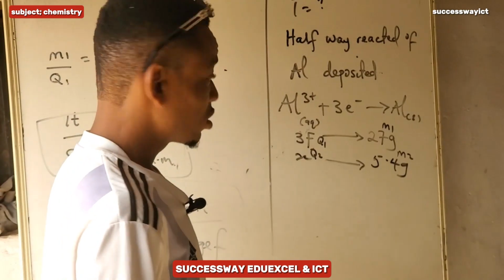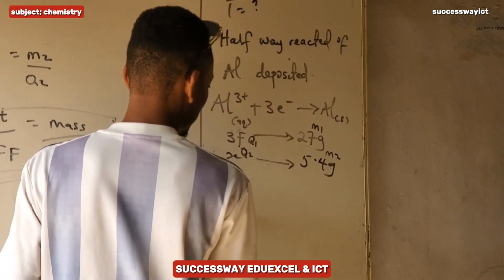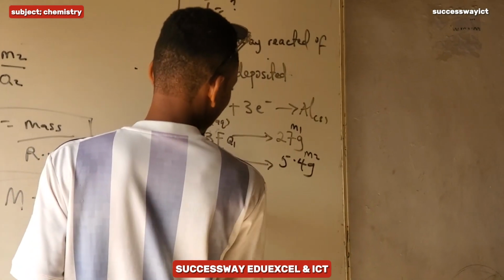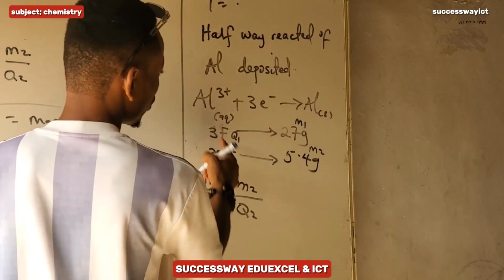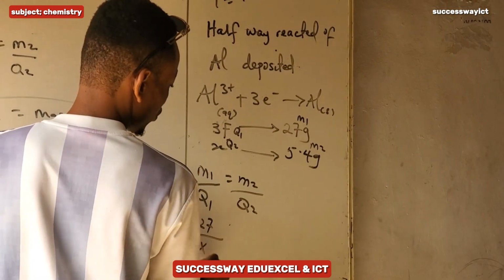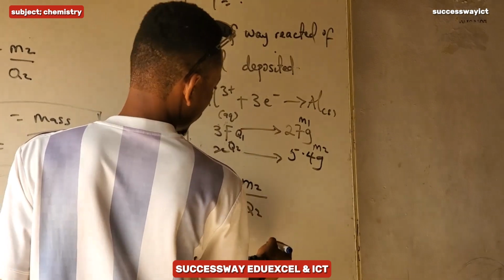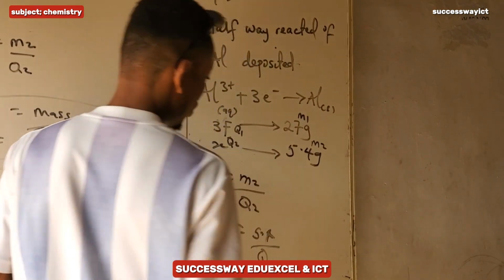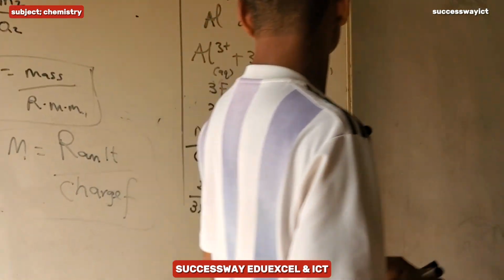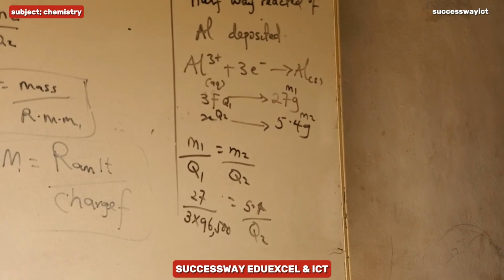Class, are we getting it? So what is our M1? So we apply M1 over M2 equals Q1 over Q2. So what is M1? What is Q1? So what is M2? Over what? Solve it. Tell me the value of Q2. When you get there, let me know. Solve.